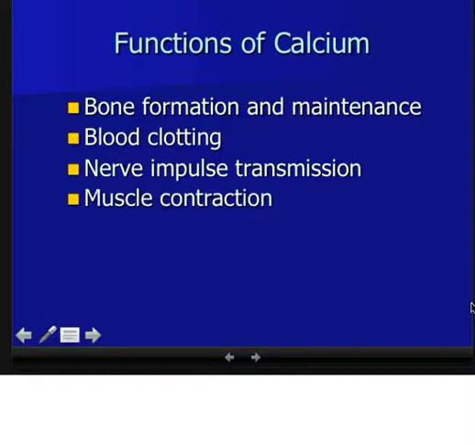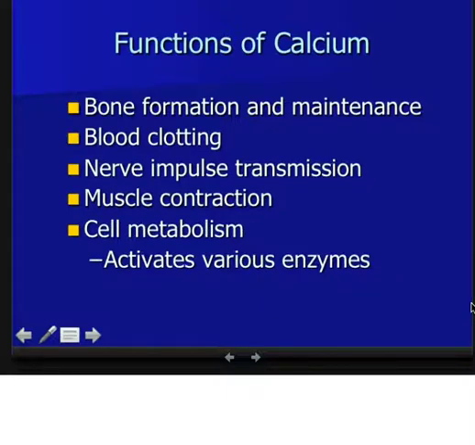As we also already stated, it's involved in muscle contraction. It's also involved in cell metabolism because it can activate various enzymes intracellularly. Okay, it can serve as a cofactor.